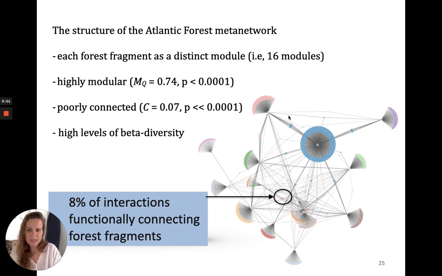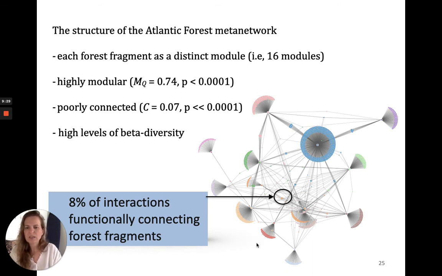In this case, we have a very highly modular structure. So each of the study fragments corresponds to a single module, and that's because of the high levels of beta diversity of species and interactions that we see in the Atlantic forest. And we also have a very poorly connected system in which only about 80% of the interactions perform this role of functionally connecting the landscape.